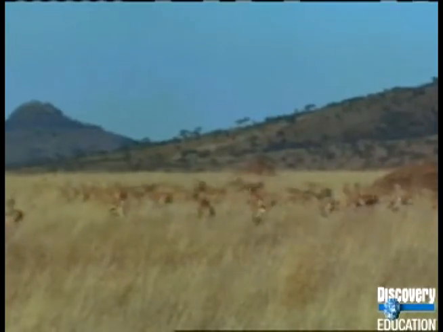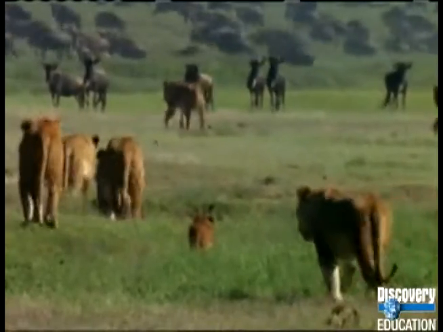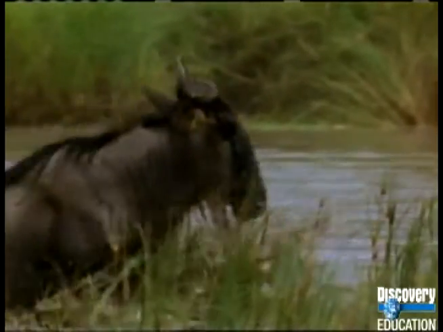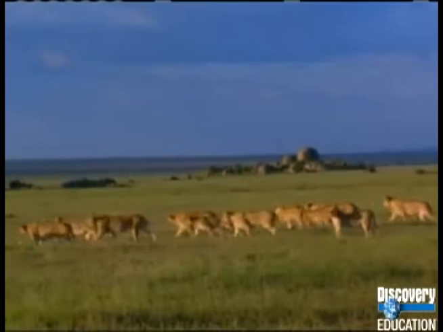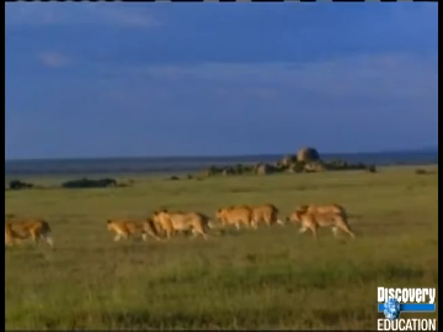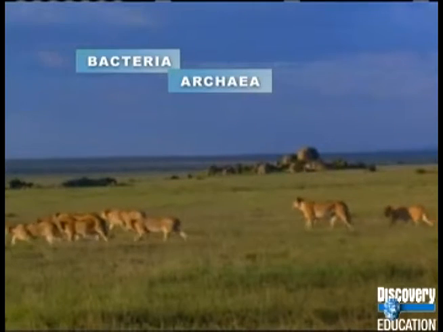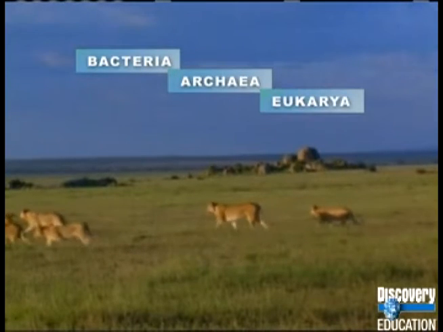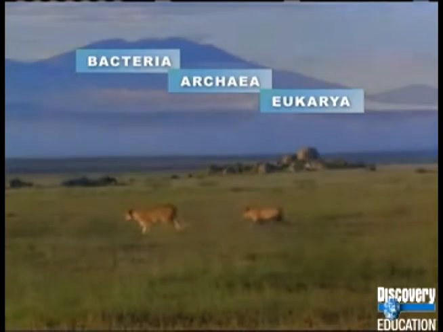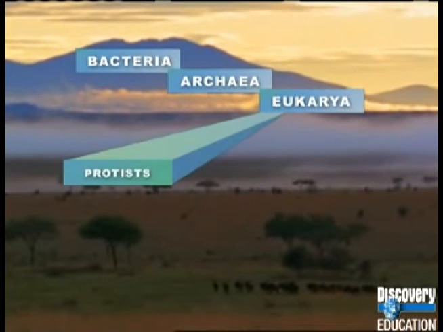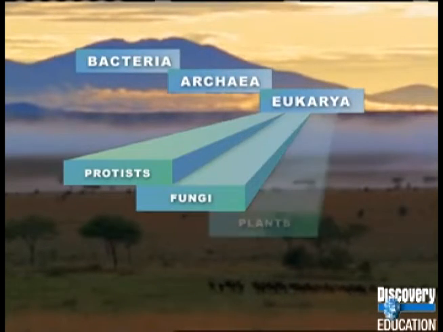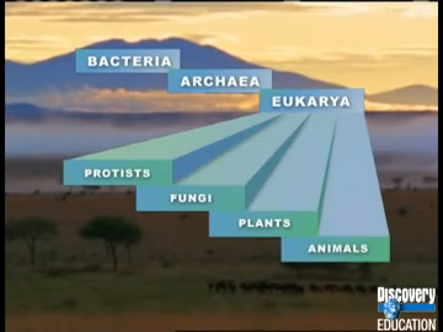Organisms are classified into domains based on their cellular structure and the way they absorb, eat, or produce food. Today, there are 3 domains: bacteria, archaea, and eukarya. Within eukarya, there are 4 kingdoms: protists, fungi, plants, and animals.